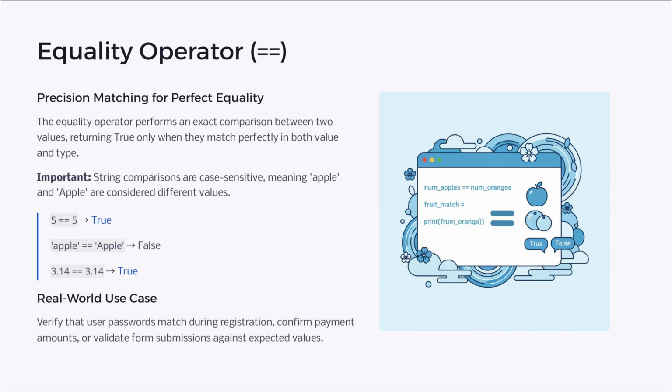The equality operator, equals equals, checks for exact matches in both value and type. For instance, apple and Apple differ due to case sensitivity. It's crucial in verifying user passwords, confirming payment amounts, and validating form submissions. Precision is key, ensuring only identical values return true.